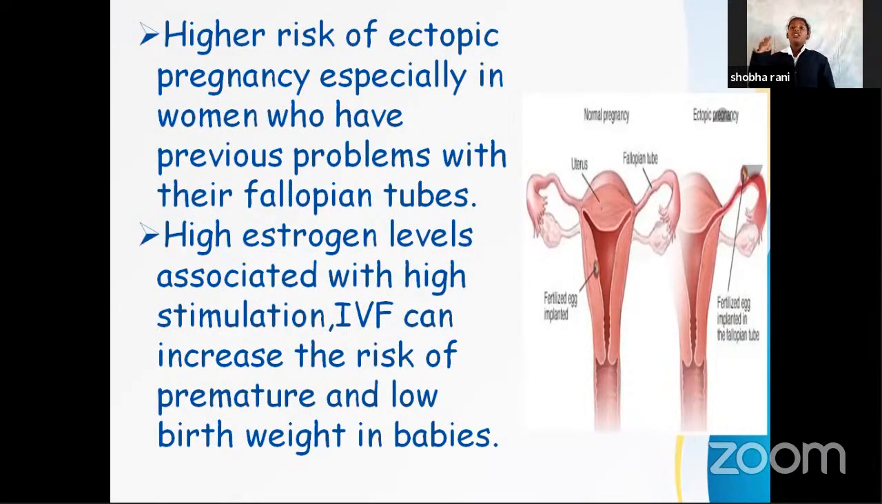Normally, implantation occurs in the uterus. In ectopic pregnancy, it occurs in the fallopian tube. So it is also a disadvantage for women with previous problems in their fallopian tube. High estrogen levels and other medication, also ovulation stimulation, increase the risk of premature and low birth weight in babies.